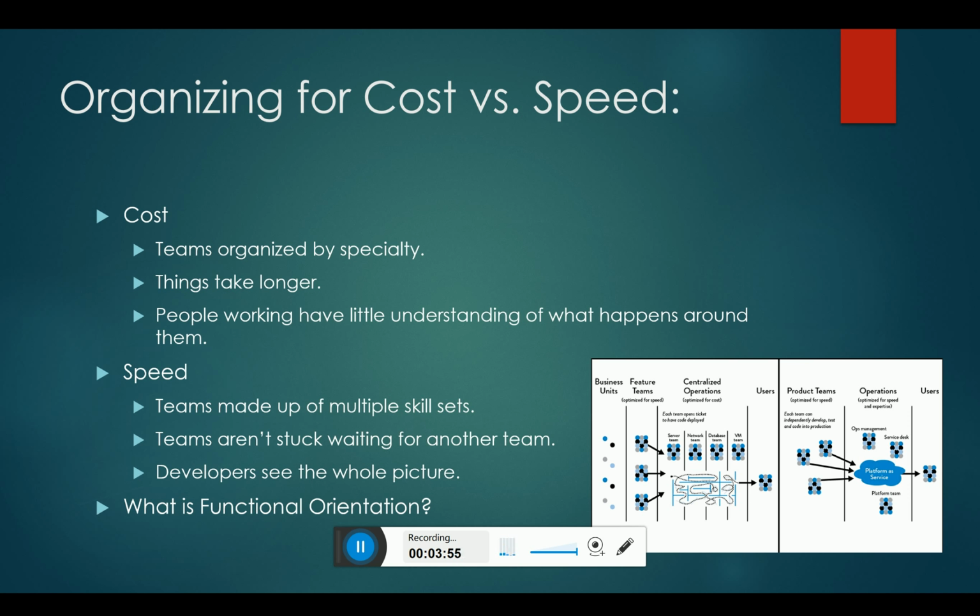When we go for speed, we have a team made up of generalists, people who are jacks of all trades. They have multiple skill sets and understand a moderate amount about the overall company's flow, how products and services get from point A to point B. As such, the teams aren't stuck waiting for another team to make a move. They can always keep working, keeping them more productive. And functional orientation, again, is organizing for cost, saving for cost.